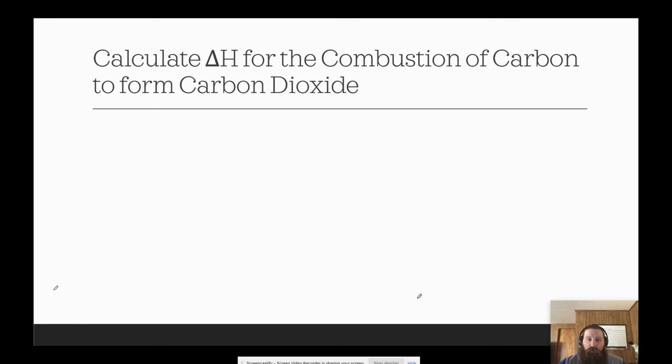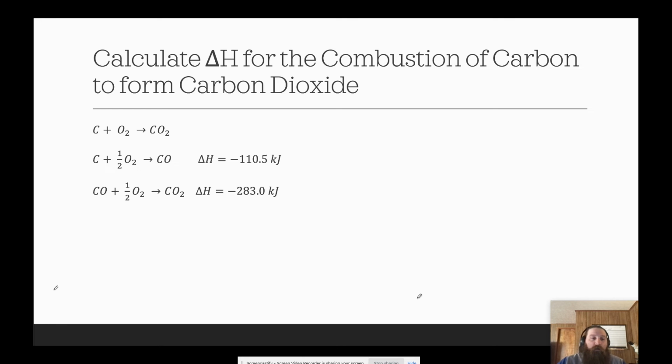So let's actually do one of these. Calculate the delta H for the combustion of carbon to form CO2. So this is what we're looking at. Now, in a table, I can find the delta H for the reaction from carbon to carbon monoxide is negative 110.5. And carbon monoxide plus oxygen is going to give me CO2. I can find both of those in the table.